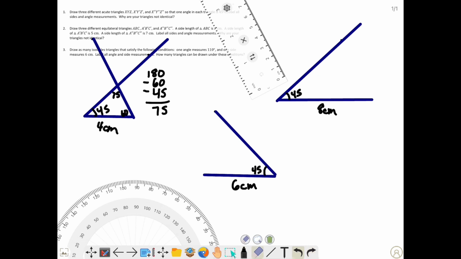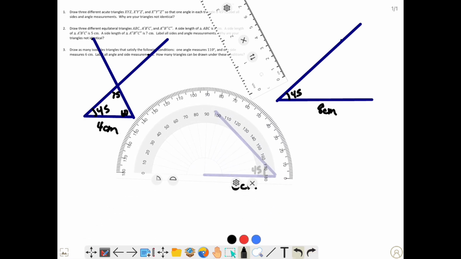Don't forget, you do need to measure the side lengths because that is part of the problem. It says to label all the angle measurements and all the side measurements. So go back with your ruler and measure those centimeters and label them in your picture. Then you can create an angle in the other triangle. Remember, we're not trying to make them identical, we're just trying to make them all acute triangles.